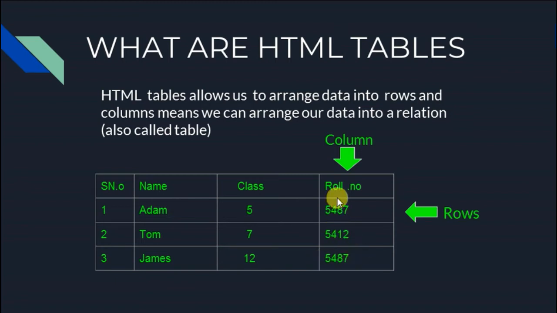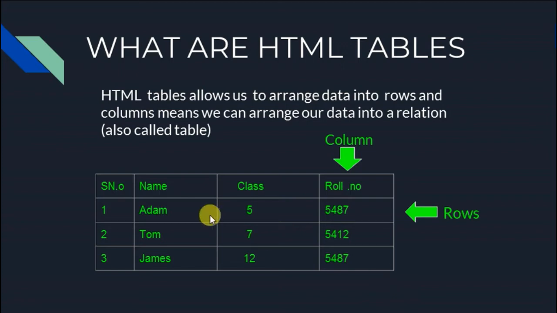Now here I have three students' data, Adam, Tom, and James, and I want to arrange that data into rows and columns. Means I want to arrange the data into a table form. So we will consider a serial number. I will give a serial number to each student. Suppose I give 1 to Adam, 2 to Tom, and 3 to James. Now you can see the table is given here and the data is arranged into table form.